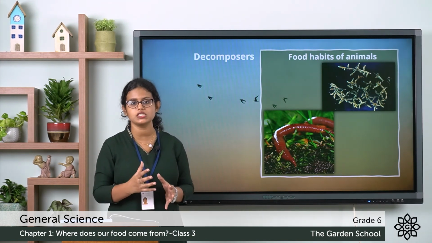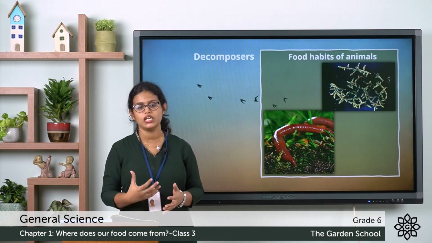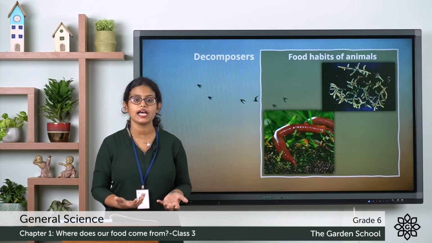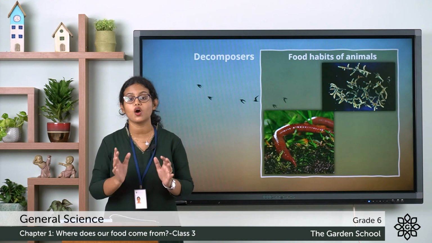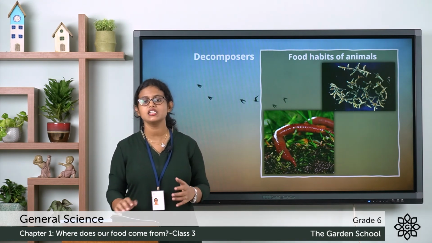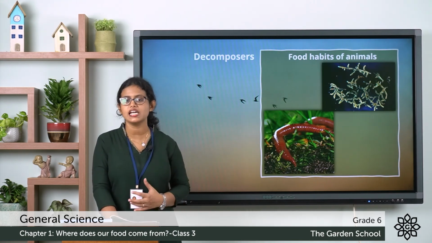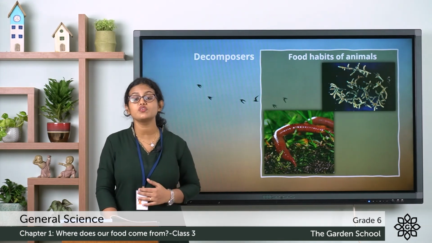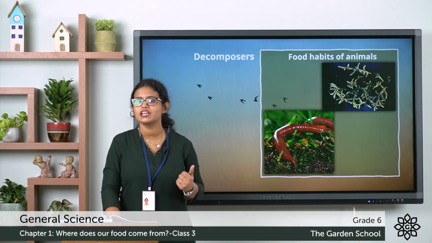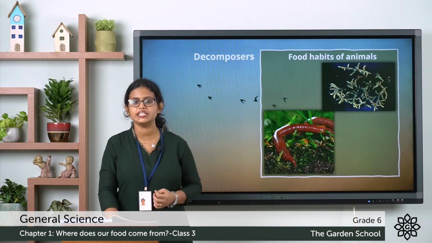So these simple substances get mixed in the soil and it adds fertility to the soil. It makes the soil fertile, so these decomposers are called farmer's friend. Why? Because they make the soil fertile and plants grow very well in fertile soil. So decomposers feed on dead remains of plants and animals. So based on food habits, we can classify animals as herbivorous, carnivorous, omnivorous, scavengers and decomposers.